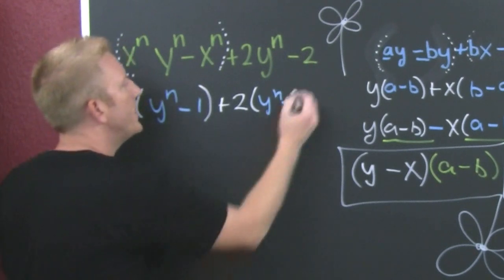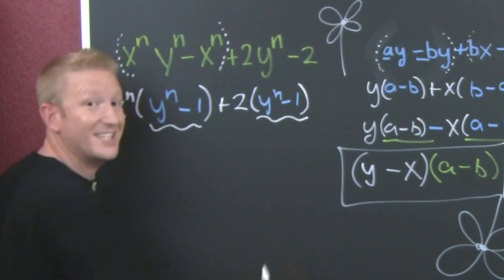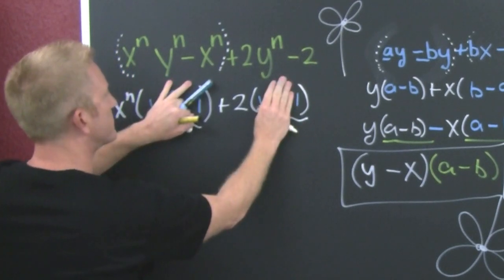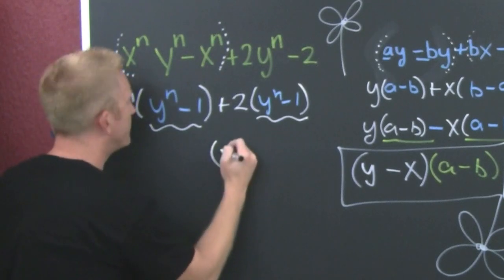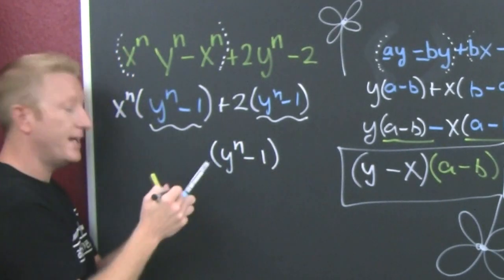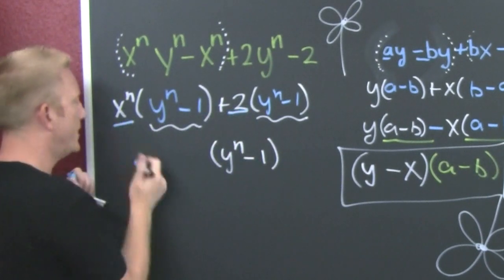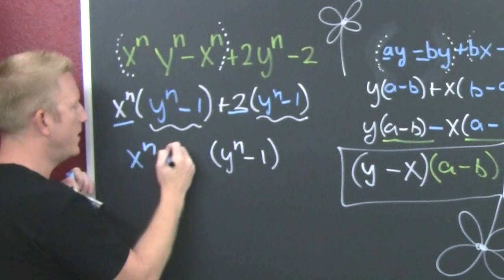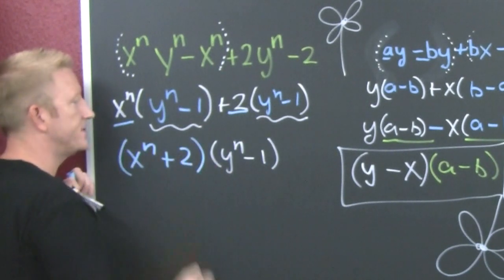So do we have a common factor? Yes! That's our common factor. It's the same. So I pull it out. This is y to the n minus 1. And then in the other bubble are these leftovers. So I'll have an x to the n plus 2, and you need parentheses.